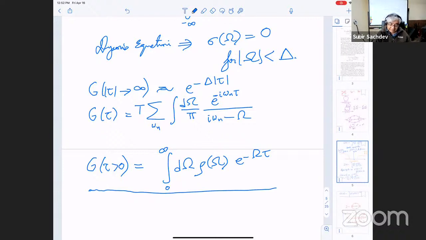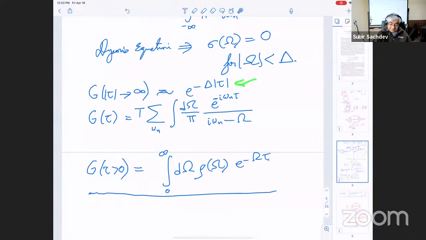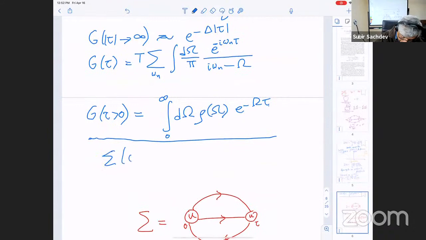Okay, so from here, I can easily see what happens as tau goes to infinity. Well, as tau goes to infinity, I'm going to be dominated by the smallest possible value of omega. And if the smallest possible value of omega is delta, then G of tau decays as e to the minus delta tau as tau goes to infinity. And similarly, I also conclude that sigma of tau, by the same route, has the same gap, delta.